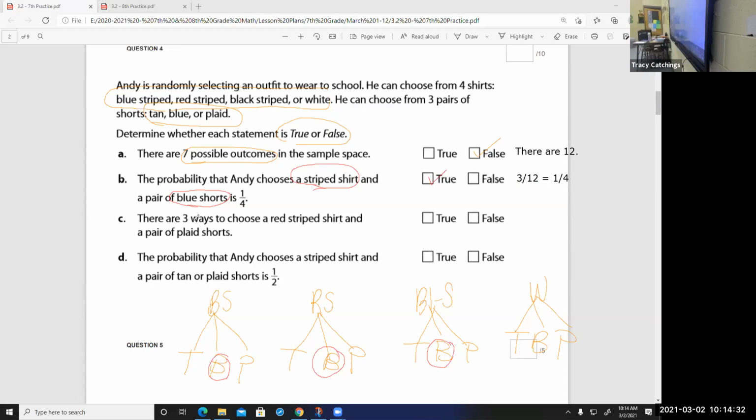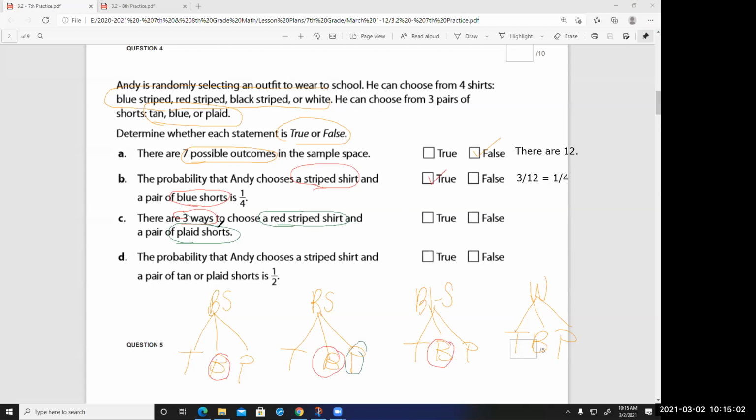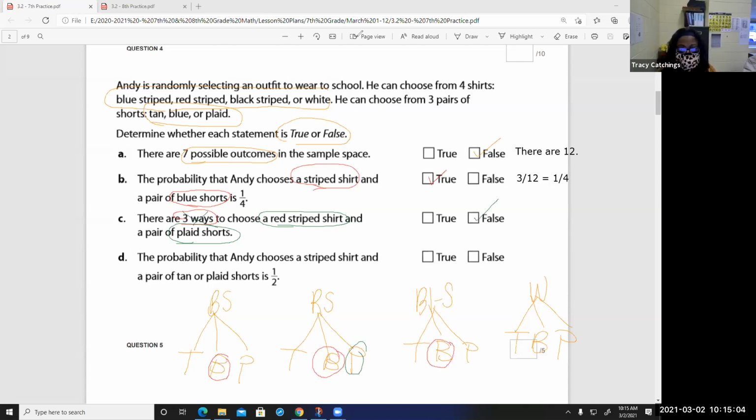All right, C asked us, they say there are 3 ways to choose a red striped shirt and a pair of plaid shorts. 3 ways: red striped shirt, and plaid shorts. How many times can we possibly get red striped and plaid? How many? One time. So that would be false. It's only one way.